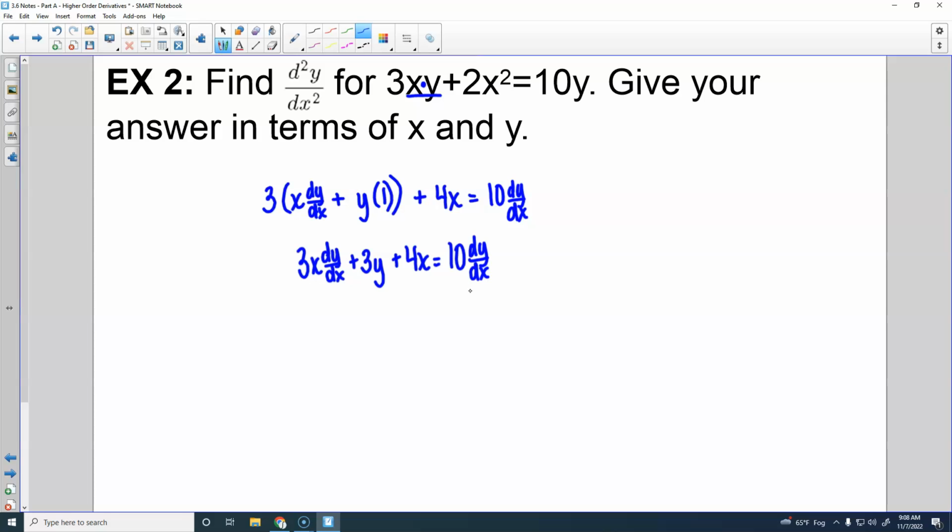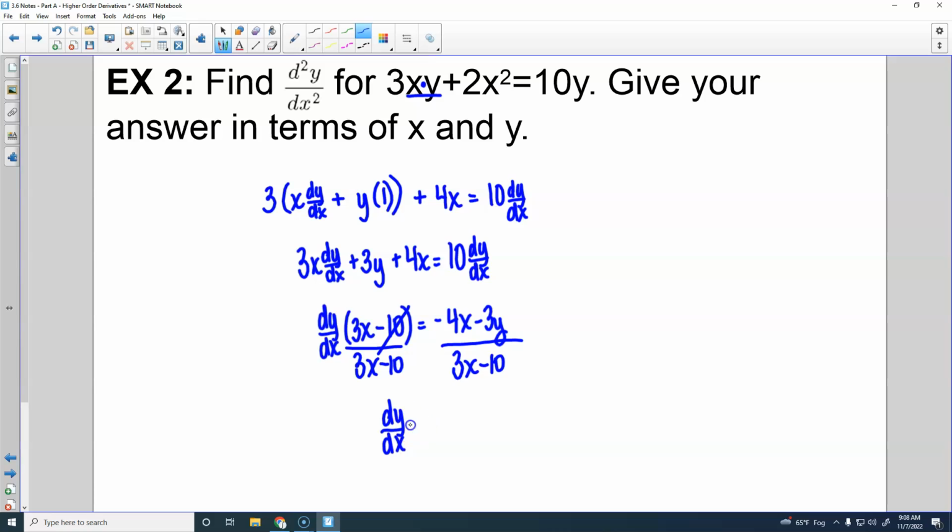Okay. Everything with a dy dx needs to go to the left. Everything without needs to go to the right. I'm going to go ahead and factor out my dy dx as I do this. So I'll have 3x minus 10 over here on the left-hand side. And then I'll have minus 4x minus 3y on the right-hand side. And I will divide by 3x minus 10. So my derivative is going to be negative 4x minus 3y over 3x minus 10.